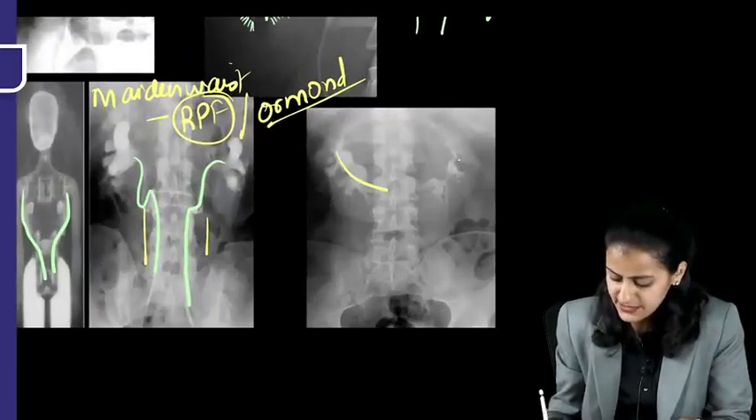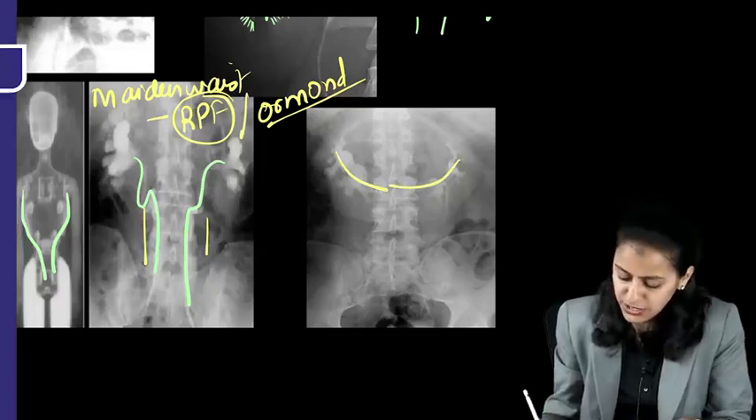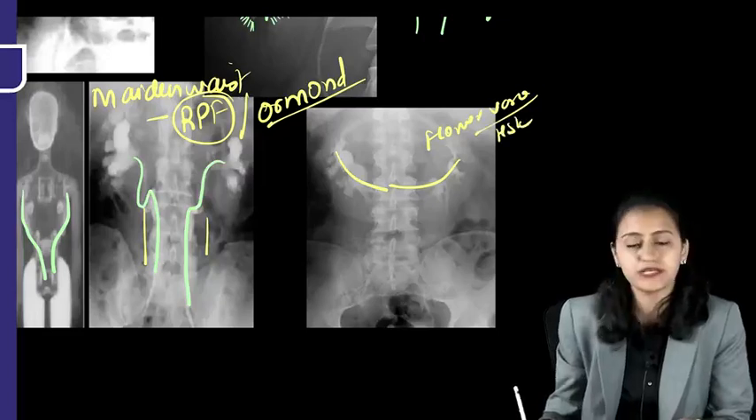Next, we have already seen this: the horseshoe kidney, with the flower vase appearance. The flower vase appearance of the horseshoe kidney.